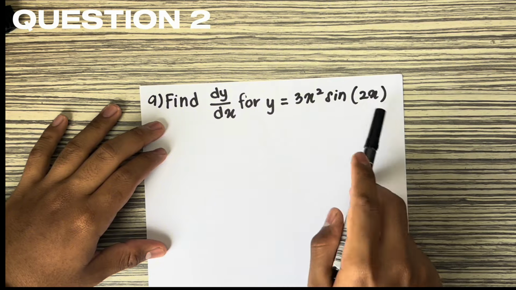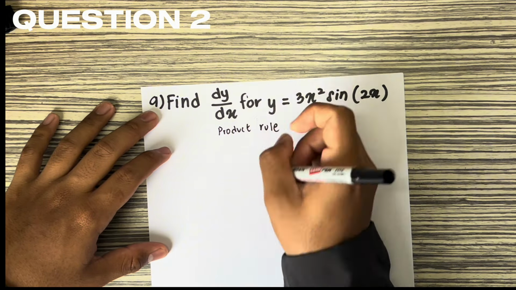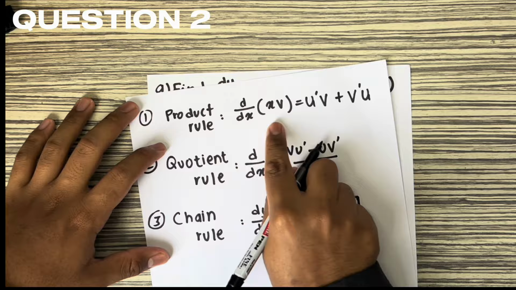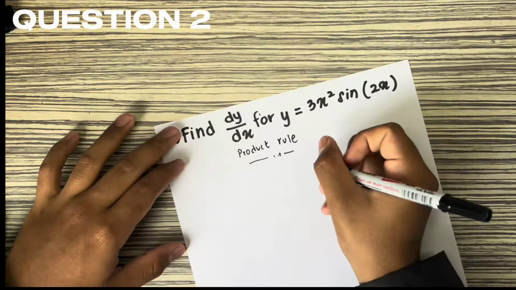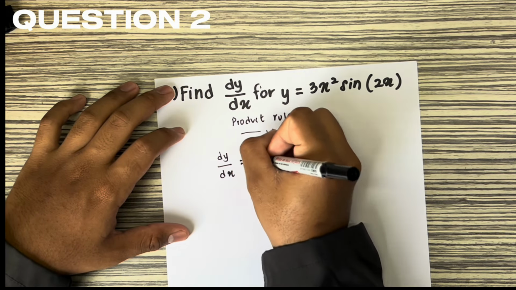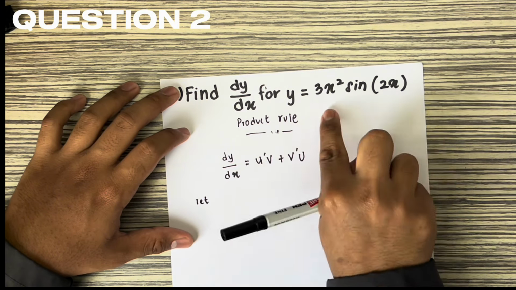So find dy/dx for y equals 3x squared sin 2x. So we need to use a product rule. So what is the formula of product rule? Okay, this is the product rule formula: u prime multiplied with v plus v prime multiplied with u. So we write the formula, u prime multiplied with v. So we need to find where is u, where is v.